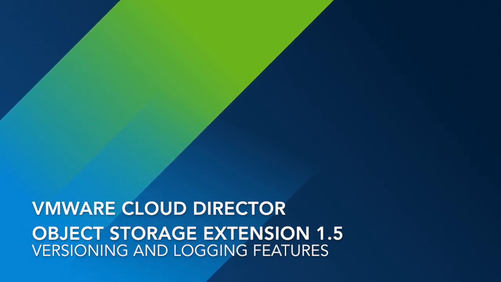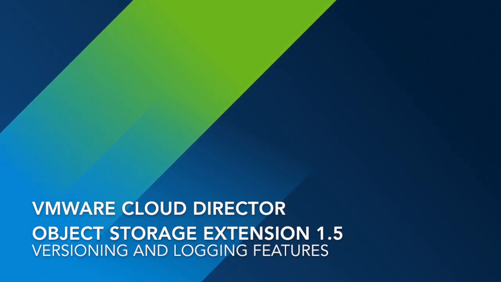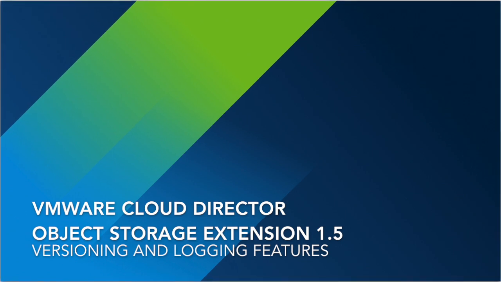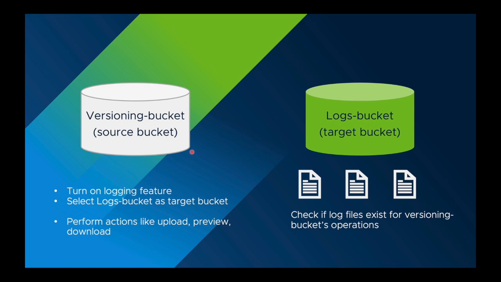Today I'm very glad to share two very useful and important features that were introduced in release 1.5: versioning and logging. We are gonna create two buckets. One is the versioning bucket, the other one is the logs bucket. We will turn on the logging feature for the versioning bucket. That means any operation we perform in this bucket will be recorded. We want to choose the logs bucket as the target place to store log files.